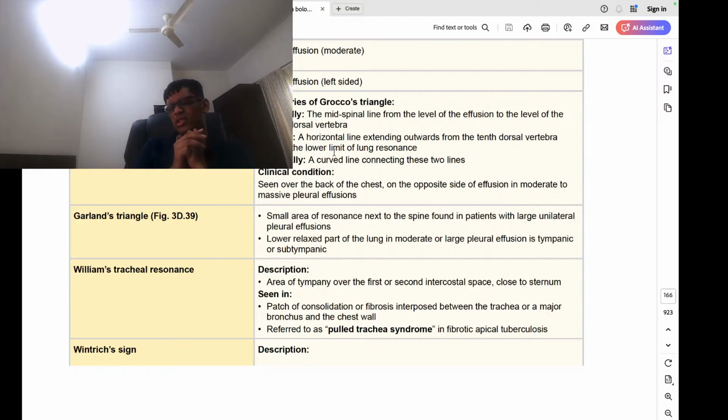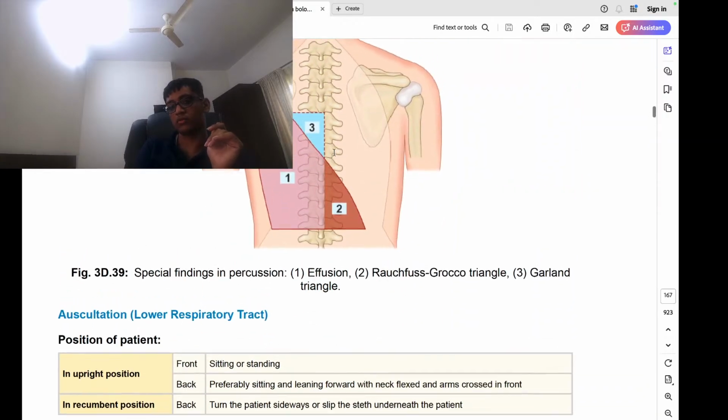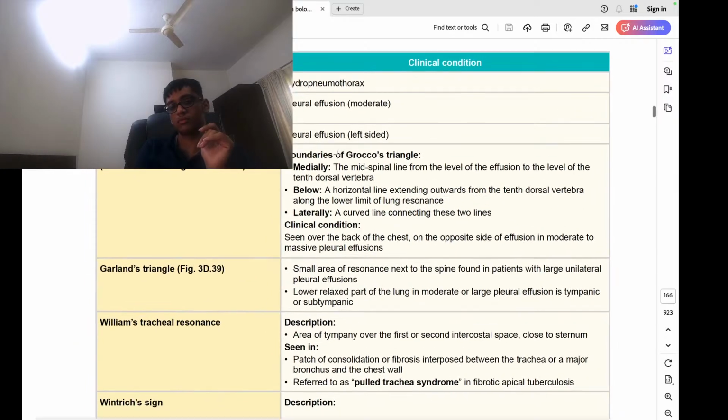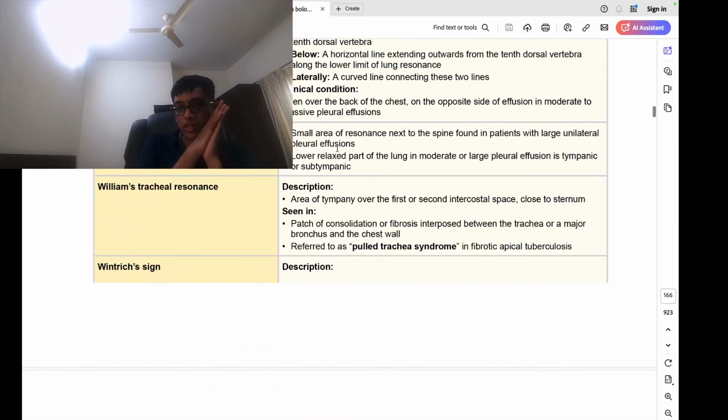Then Garland's triangle, it is a small area of resonance next to the spine, found in patients with large unilateral pleural effusion. The lower relaxed part of the lung in moderate or large pleural effusion is tympanic or subtympanic.